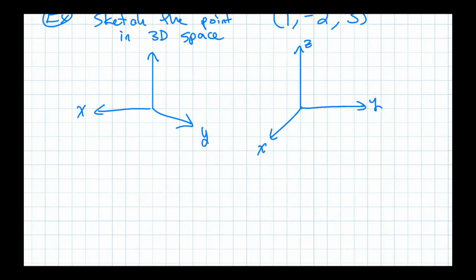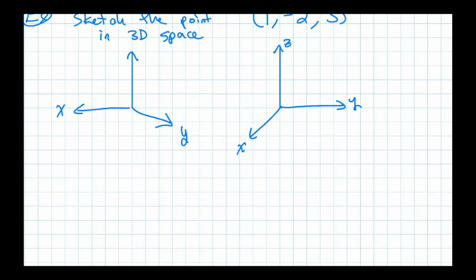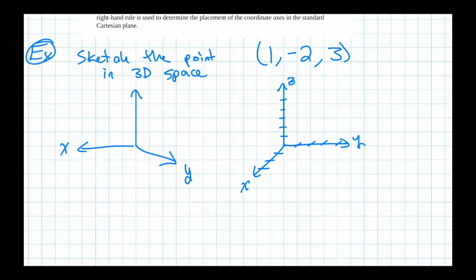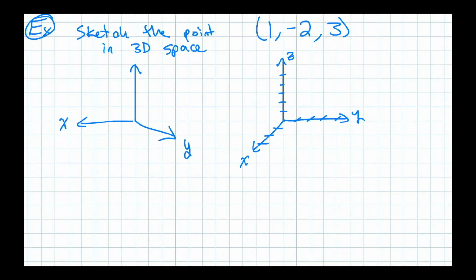Okay, so we could use either of these to sketch our point. Then you have to think about where the tick marks are on the graph. On X, you have 1, 2, 3. On Y, you have 1, 2, 3, 4. On Z, you have 1, 2, 3, 4, 5, like this. Now if you're going to locate the point, how would you do it?